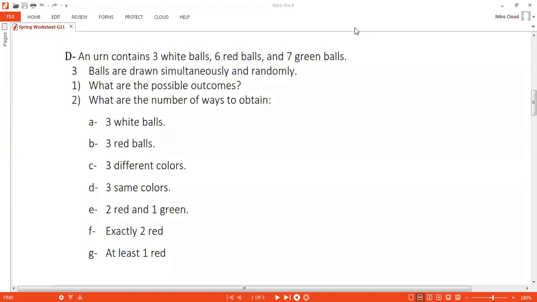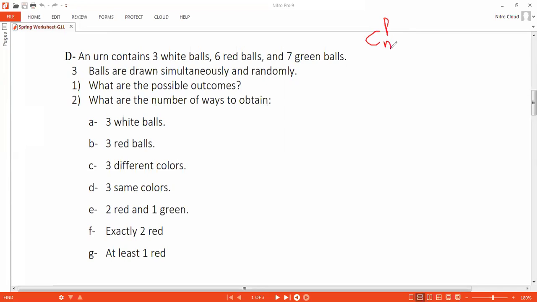Hello. So this week we have explained a new objective in counting, which is the combination. And we said that if we have the word simultaneously and randomly, then we have to use something called CPN.